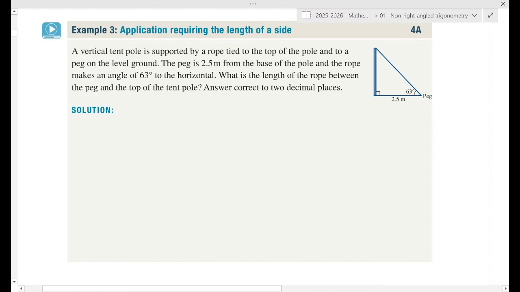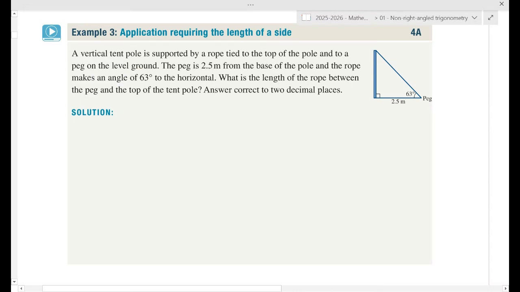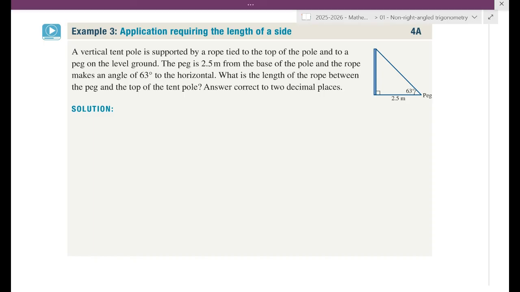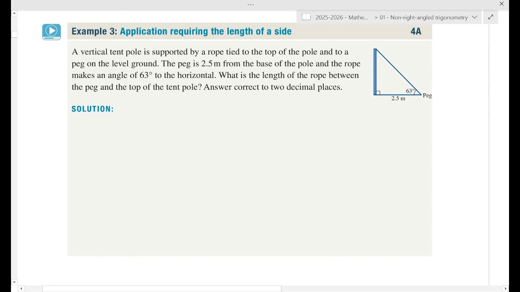Alrighty. Example number 3. This is an application of trigonometry. So this is what you're going to get more than just questions where it's just a triangle randomly. You're going to get questions like this. So you won't necessarily get the diagram, and this is where step 0 of that process comes in, and we have to draw the diagram. But let's have a look.